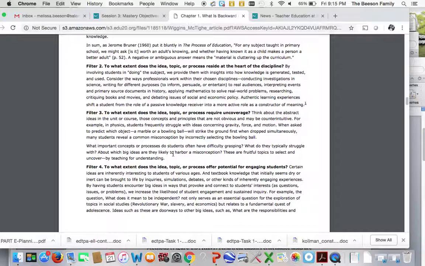So that's what they're talking about with uncoverage: what are some of those misconceptions the students might have, and how can you uncover that? One of those ways is to do pre-assessments. I can assess my students prior to beginning a unit, and I can see what misconceptions they have, and then I can address those because I can build in maybe some extra support if needed.